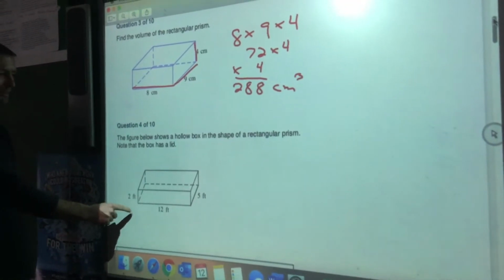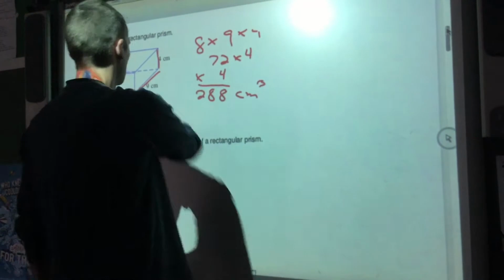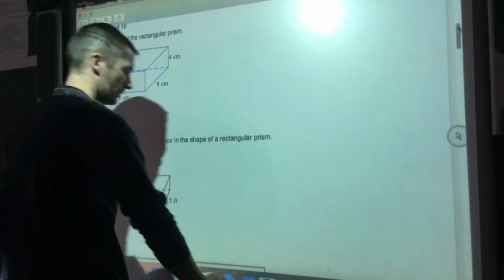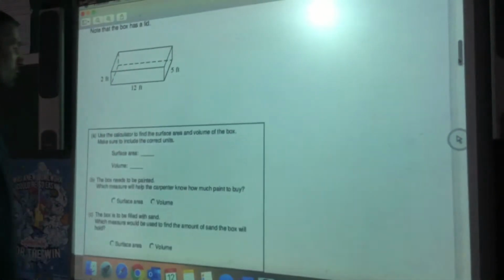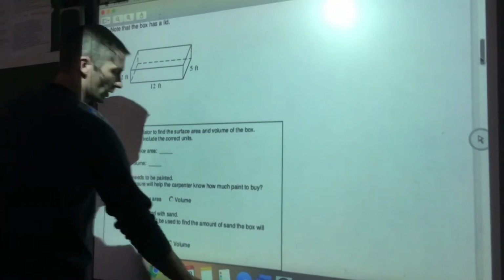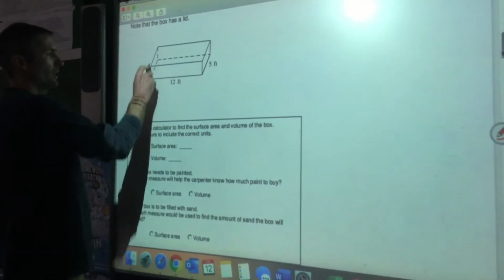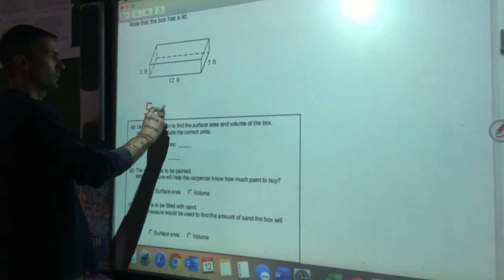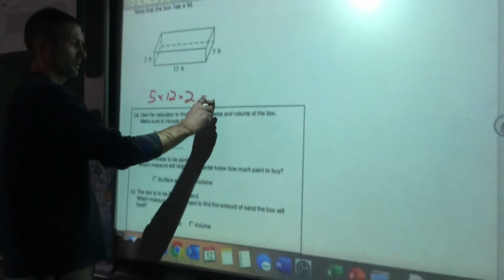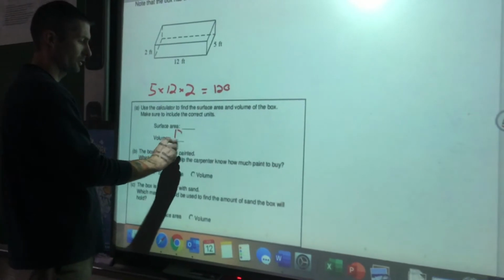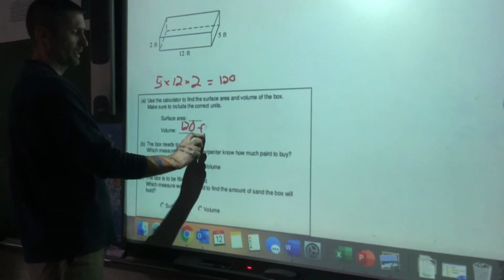Okay, next, the figure below shows a hollow box in the shape of a rectangular prism. Note that the box has a lid. This is going to help towards the next. I got to show you this whole problem at once. Find the surface area and the volume both. Okay, first let's do volume, because that's what we've been doing. So length times width times height, 5 times 12 times 2. 5 times 12 is 60, 60 times 2 is 120. So my volume is 120. Remember, it's feet times feet times feet, so it's feet to the power of 3.